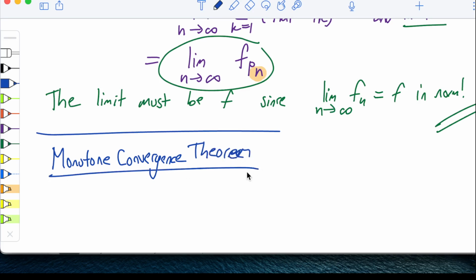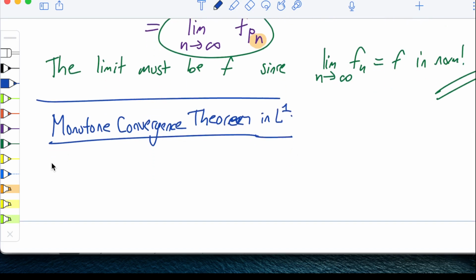And you have to be careful. There's a monotone convergence theorem for points in R, right? If you have a bunch of real numbered points and they're increasing, then they have to have a limit. That's not the one we're talking about. This is the monotone convergence theorem for L1 functions. And it says if the functions f are monotone increasing, so they're going up, then they're going to have a nice limit. So here's the if part.